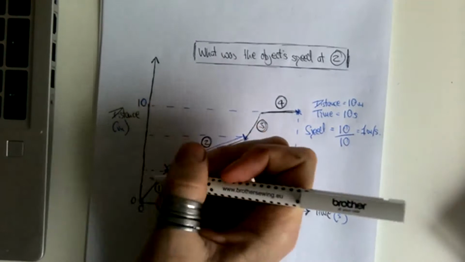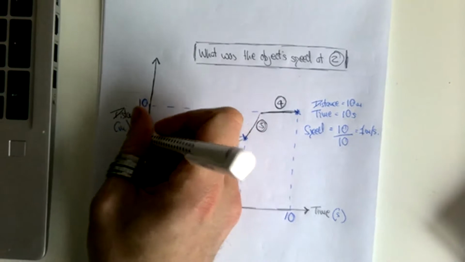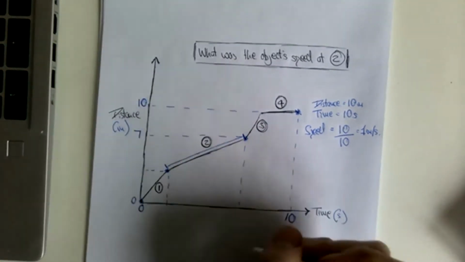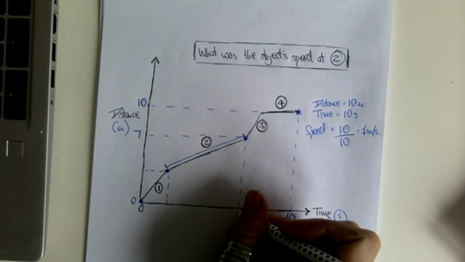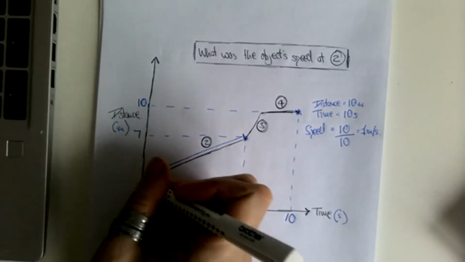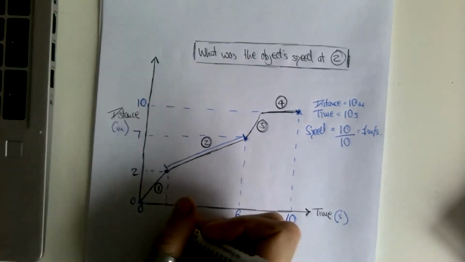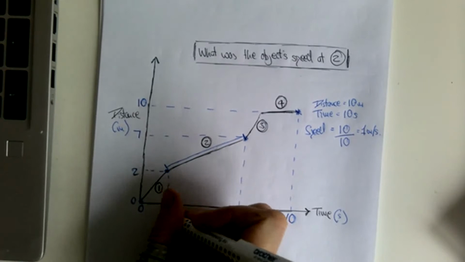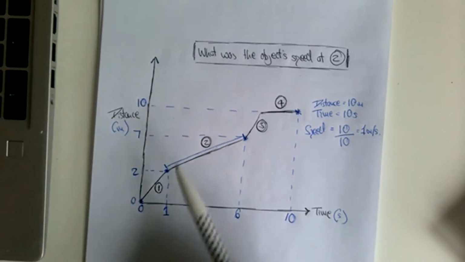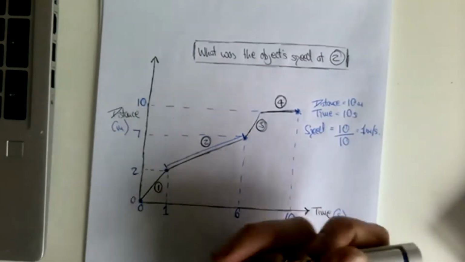So we might say this is approximately 7 meters. And this is approximately, making a very rough guess, 6 seconds. Whereas here, you might say that this is 2 meters, and this is 1 second. So we want to work out what speed was over this time frame. So the simple way in which we do that is just work out our differences.